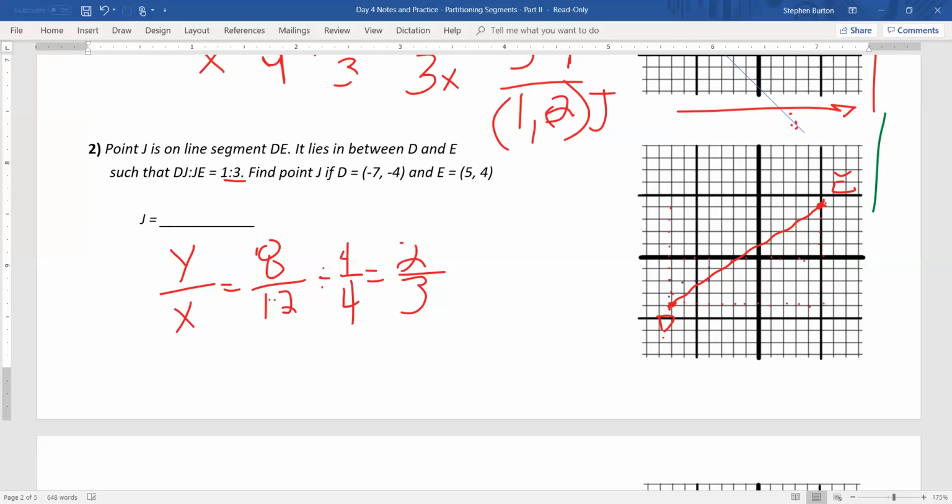If I go up 2, 1, 2, I should go over 3. 1, 2, 3. It should put me about right there. Then go up 2. Man, this is not drawn perfectly. 1, 2, and go over 3. 1, 2, 3. It put me there. And then if I go up 2, 1, 2, and then 1, 2, 3, it should put me right back where I started. And then we'll go ahead and draw our partitioning points.